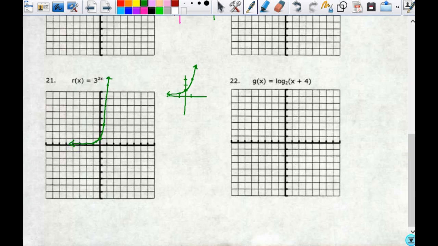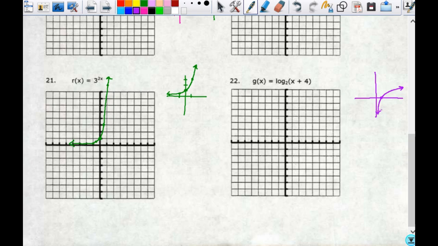Right. Now I've got a log function. Remember that a log is the inverse of the exponential. So it looks like this. Okay.